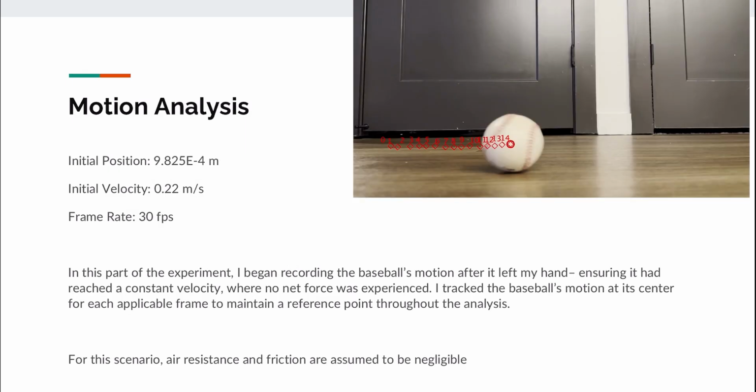Moving on to the motion analysis, I pushed the baseball from left to right in accordance to the positive x direction. The main assumptions made in this experiment are that air resistance and friction are negligible. The initial position of the baseball was 9.825 times 10 to the negative 4 meters. The initial velocity of the baseball was 0.22 meters per second, and the frame rate of the video was set to 30 FPS. The initial velocity of the baseball was calculated by dividing the change in displacement by the change in time for the first set of frames.